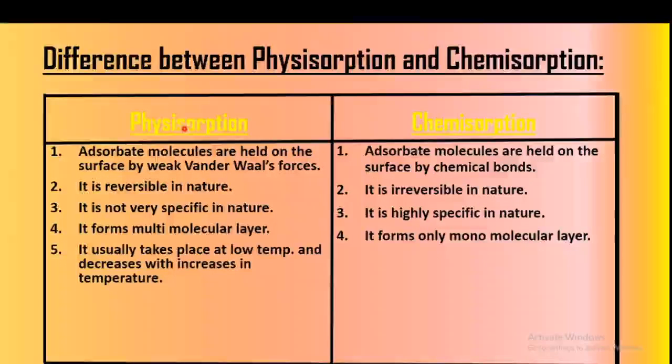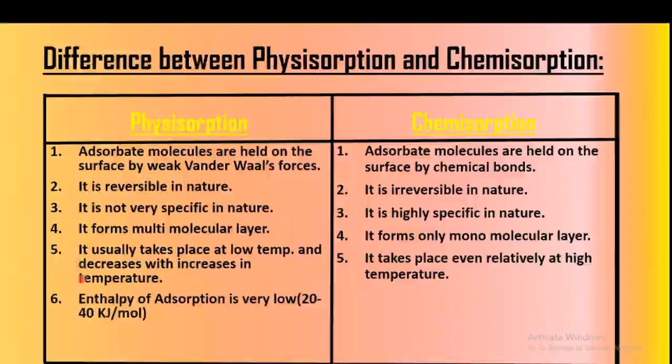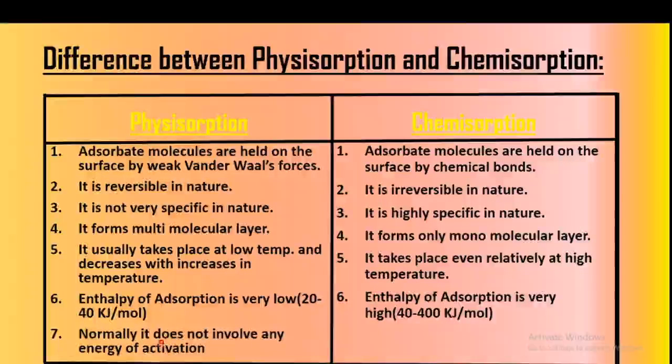Physisorption usually takes place at low temperature, because there are only weak van der Waals forces. But for chemisorption, there is formation of chemical bonds, therefore it relatively takes place at high temperature. The enthalpy of adsorption is very low in physisorption, that is 20 to 40 kilojoules per mole. In chemisorption the enthalpy of adsorption is very high, up to 40 to 400 kilojoules per mole. Normally physisorption does not involve any energy of activation, but chemisorption requires activation energy. So, this is the difference between physisorption and chemisorption.